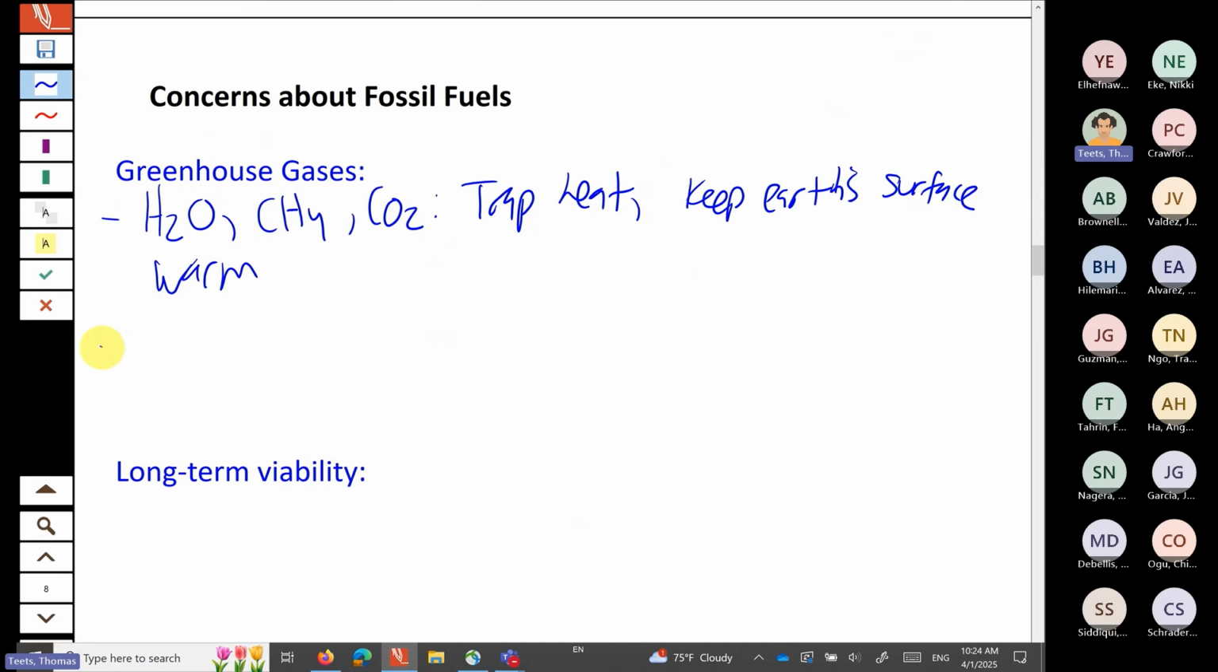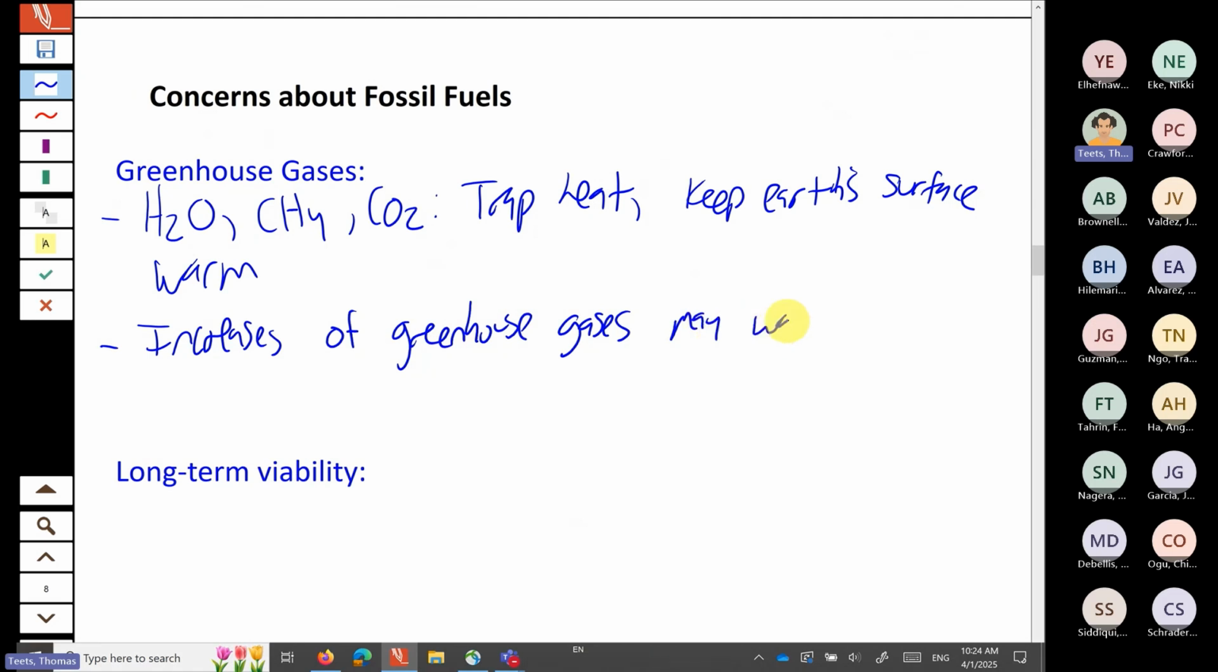So that's a major focus then of climate science these days. To what extent do these greenhouse gases warm the planet or alter the climate in other ways? And to what extent can we mitigate that by moving away from fossil fuels?